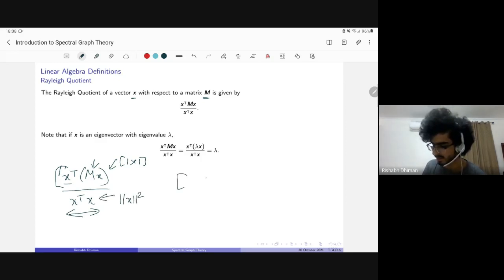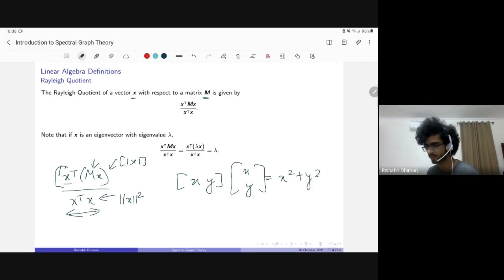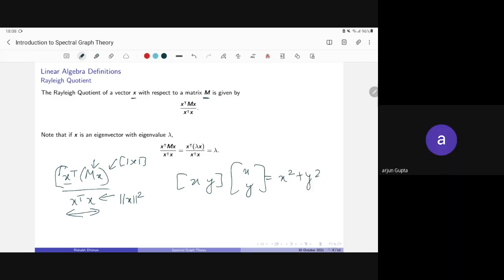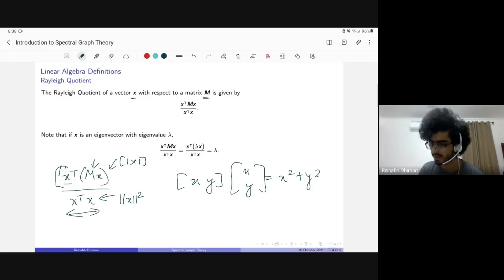So if you consider (x, y) and (x, y), this is nothing but x squared plus y squared. So this is just the dot product with itself. I didn't get that one by one thing you mentioned. Like, if the numerator is a one by one matrix, then what?